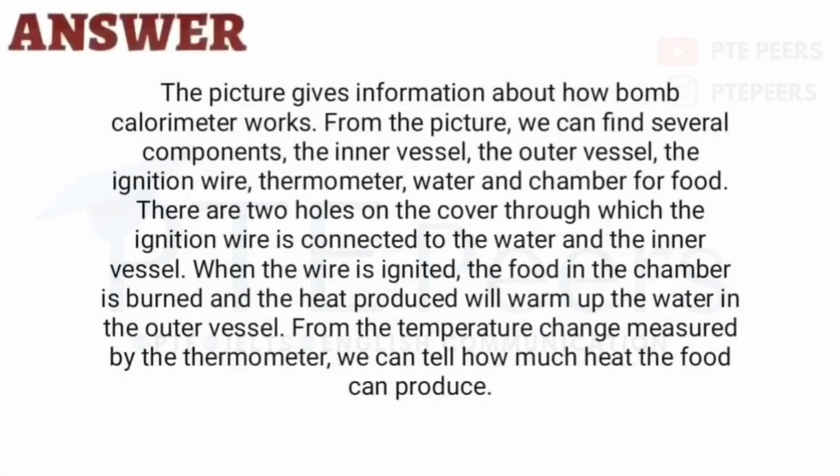The picture gives information about how a bomb calorimeter works. From the picture, we can find several components: the inner vessel, the outer vessel, the ignition wire, thermometer, water and chamber for food. There are two holes on the cover through which the ignition wire is connected to the water and the inner vessel. When the wire is ignited, the food in the chamber is burned and the heat produced will warm up the water in the outer vessel. From the temperature change measured by the thermometer, we can tell how much heat the food can produce.